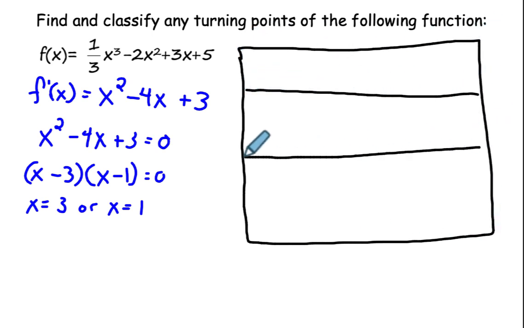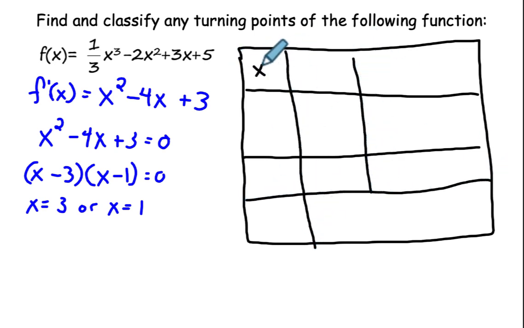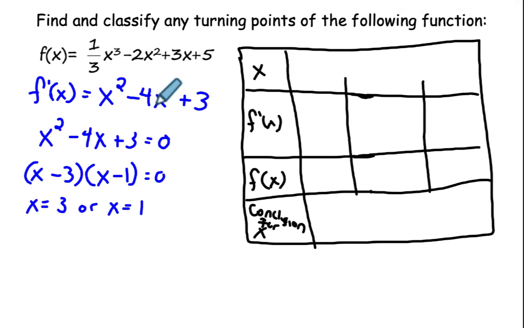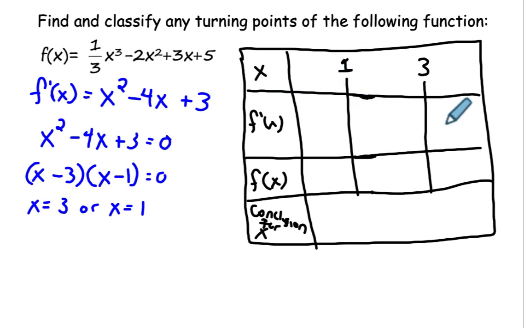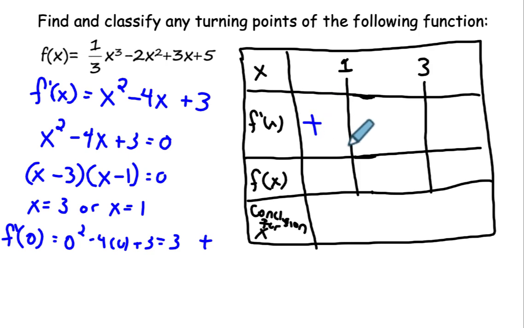So now I need to set up my table of values in which I'm going to figure out the classification of these turning points. On the top of my table, I'm going to put my critical values in increasing order, so that's going to be 1 and 3. Then I'm going to choose a value that's less than 1 and plug it into my derivative. I don't really care about what this value is. The key is that I need to know if it's a positive or negative derivative. So plugging 0 into my derivative function, I get 3, which is a positive number. So I put a plus sign in that point in the table.